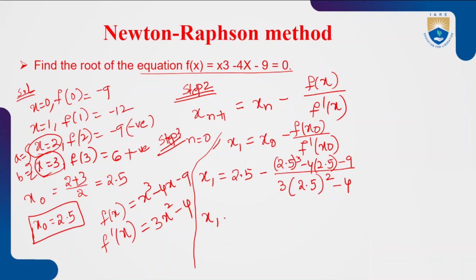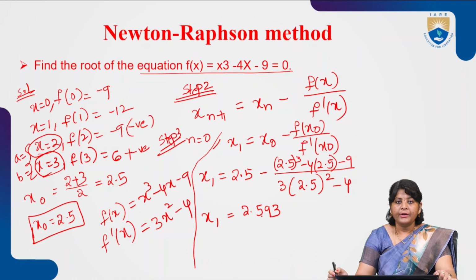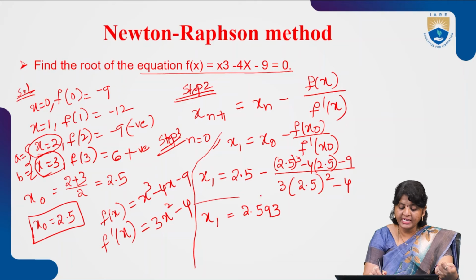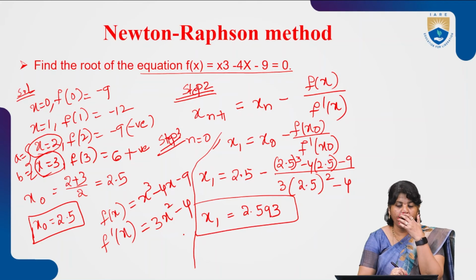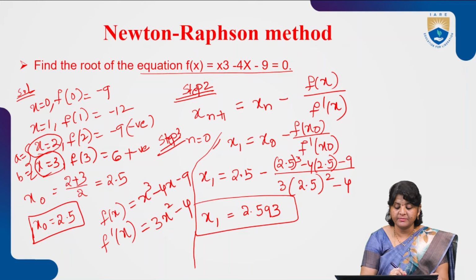So x1 is equal to, after calculating, you will get 2.593. You can round off this value up to 3 decimals or up to 4 decimals or up to 2 decimals. So I'm going to round off this value up to 2 decimals. So now x1 is equal to 2.593. This is my first iteration.